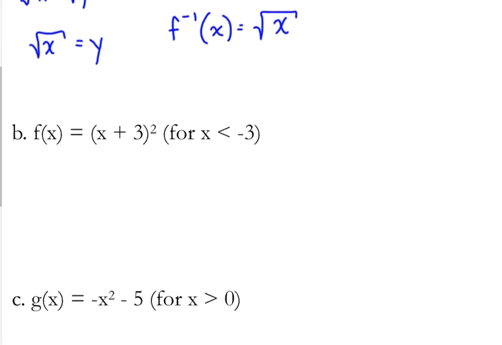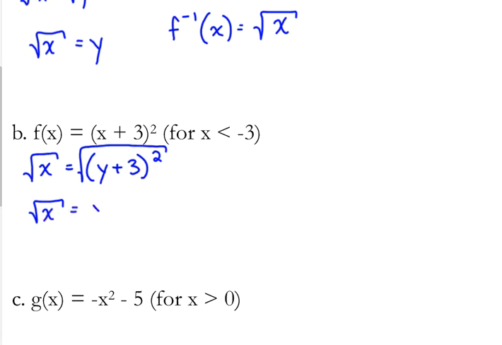Okay, let's look at b. f of x is equal to x plus 3 squared. So we switch x and y, and we try and get y by itself. Right now, it's stuck inside a set of parentheses that are being squared. So our first step is we need to take the square roots.